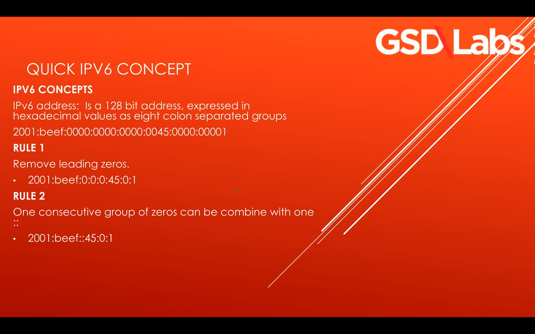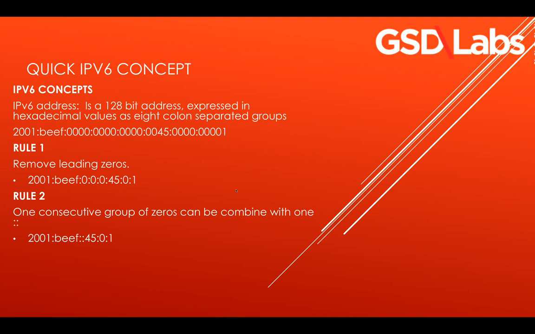So there are some rules you can use to make it simpler to read for a human. Rule number 1 is to remove the leading zeros. If you have an IPv6 address like the one we have there, which is 2001:BEF: and then all those zeros, you don't have to remember how many zeros. You can just remove the leading zeros, and you end up with a shorter address: 2001:BEF:0:0:0:45:0:1.